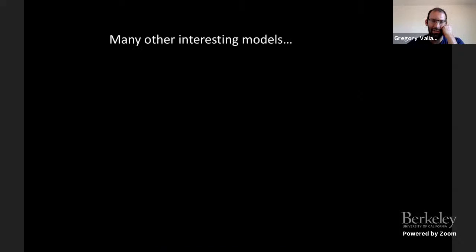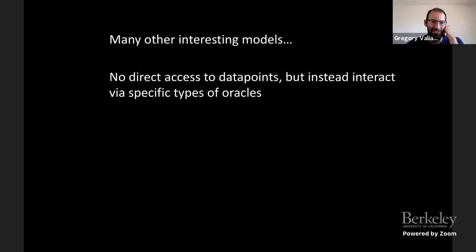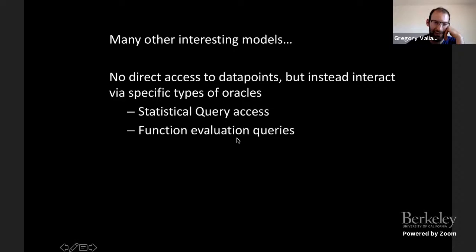I should say before going on that there are many other interesting models you can think about, in particular models where there's no direct access to data points, but instead you interact with them via different sorts of oracles. For example, statistical query access, where you get to dream up functions and ask for the expectation of these functions over the randomness of your data distribution. In optimization settings, you can also think about a function evaluation oracle, where you come up with some data point and you're given the loss of this data point, or things like gradient queries. And there's been a lot of work, notably lower bounds, for learning tasks under these specific types of oracle models.